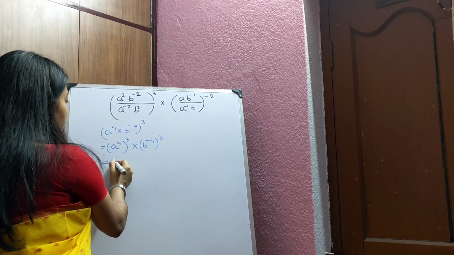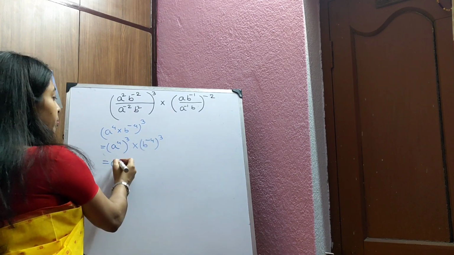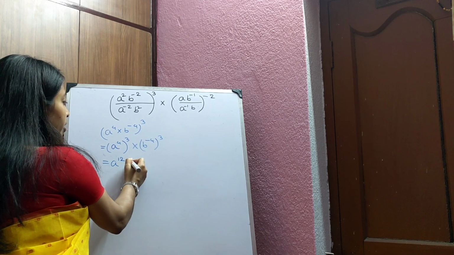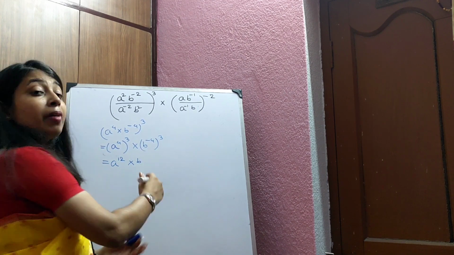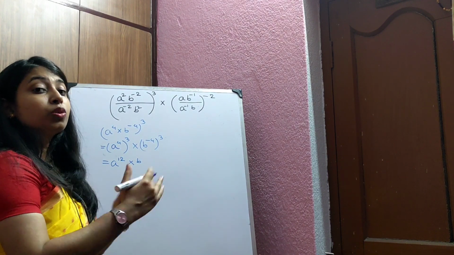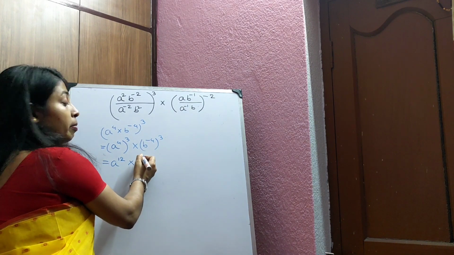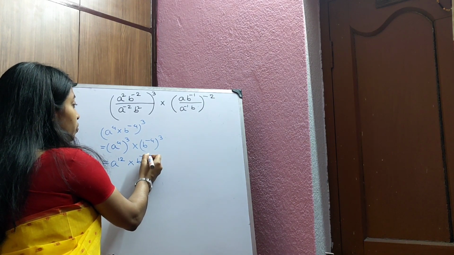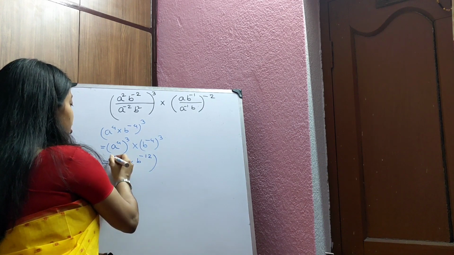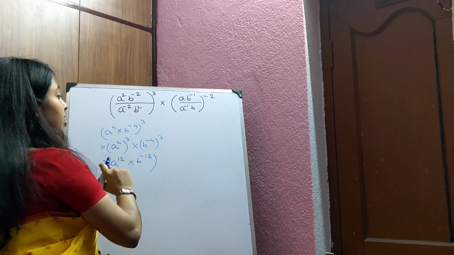This one will be a to the power 4 multiplied by 3, that means a to the power 12. And this one will be b to the power minus 4 multiplied by 3. So minus 4 and 3 if we multiply, the sign will be minus. So b to the power minus 12. So this portion is done.